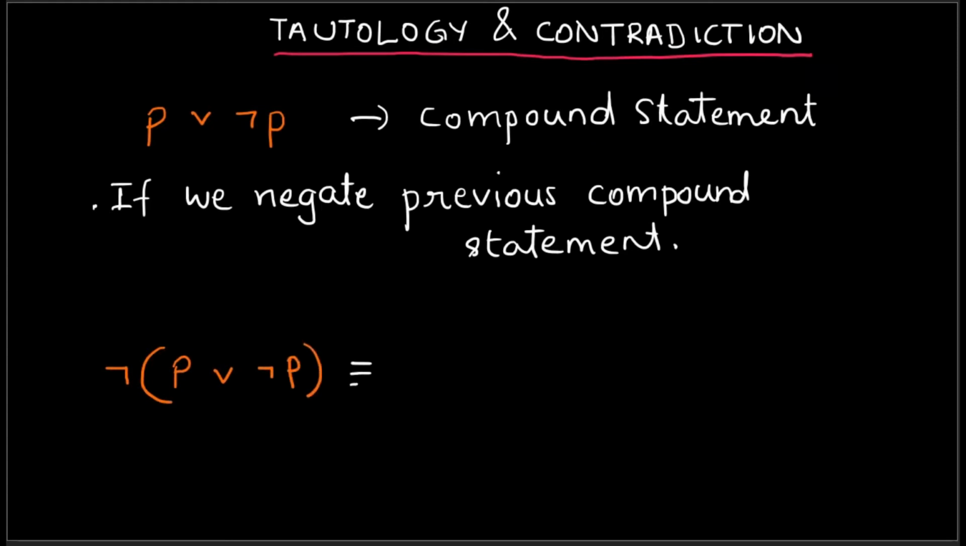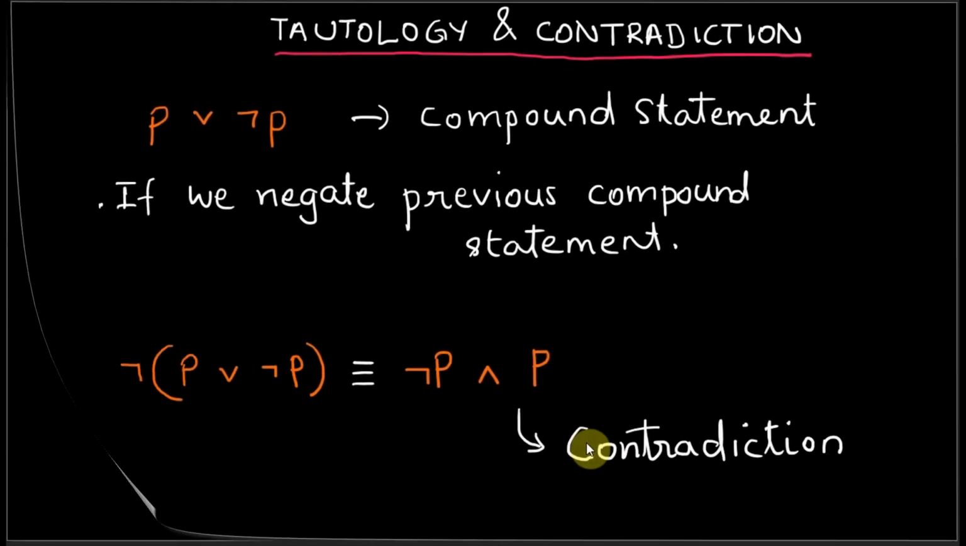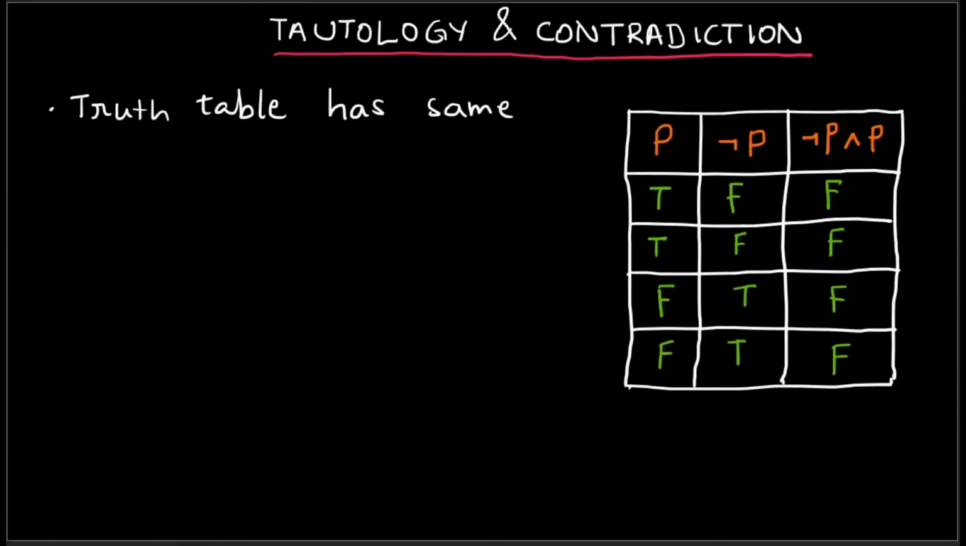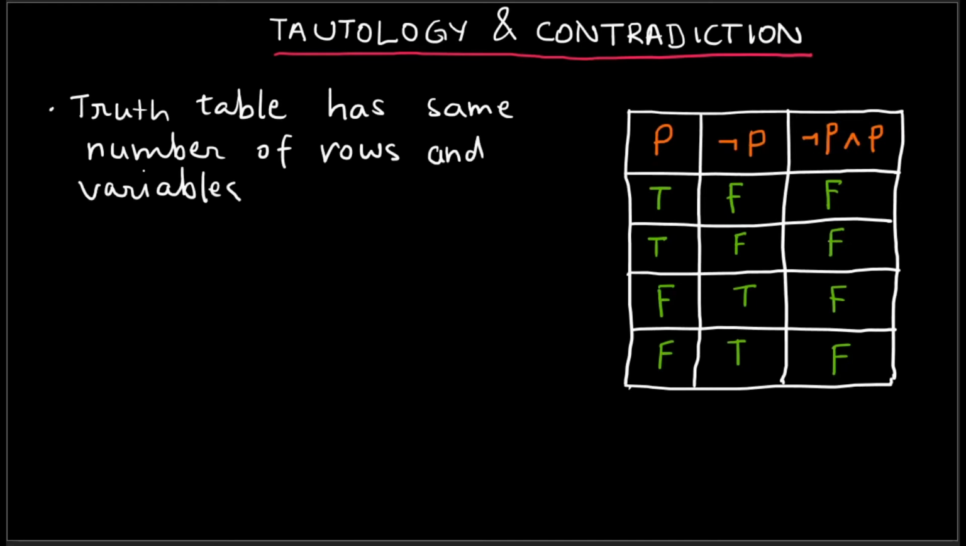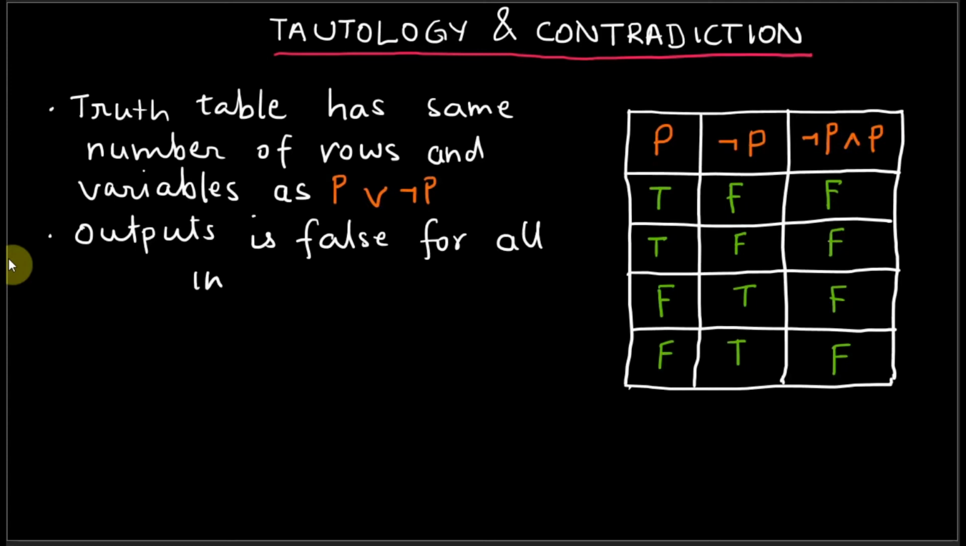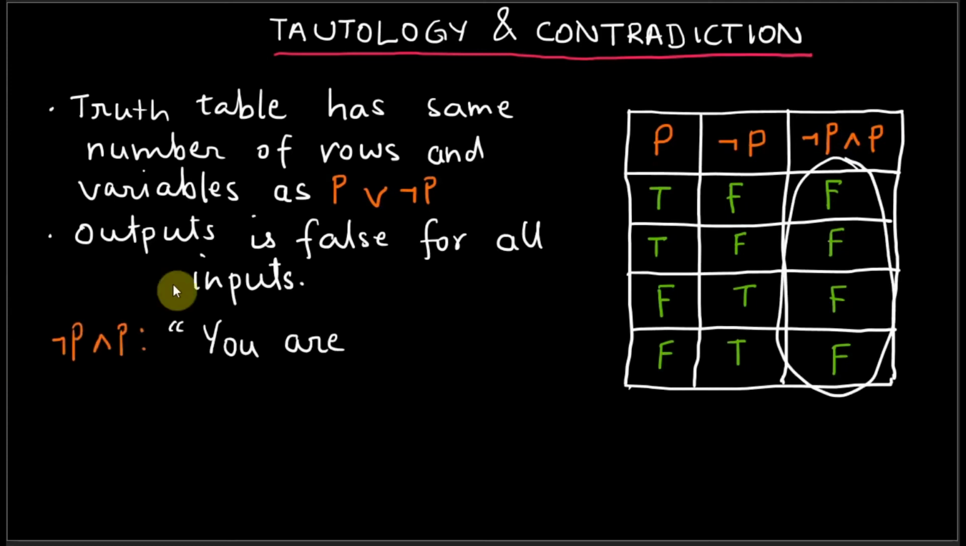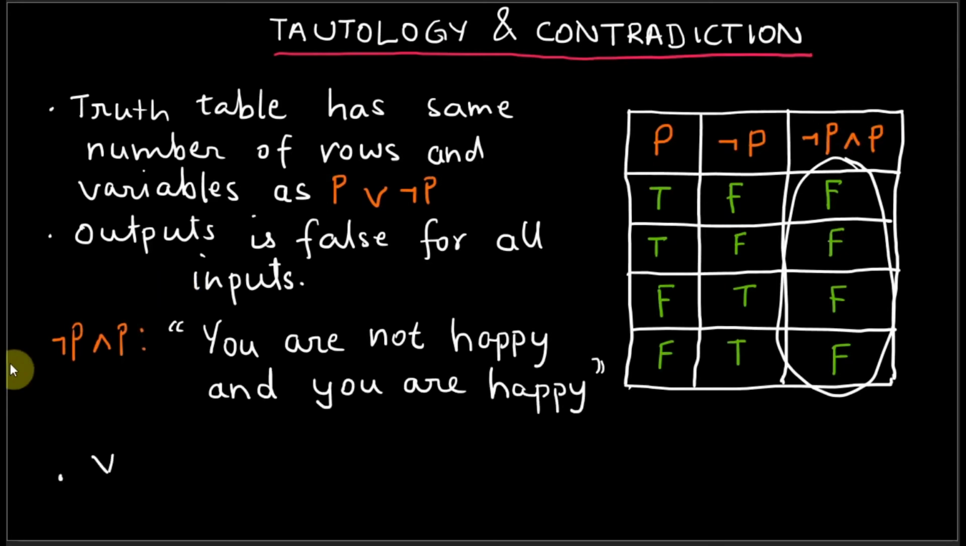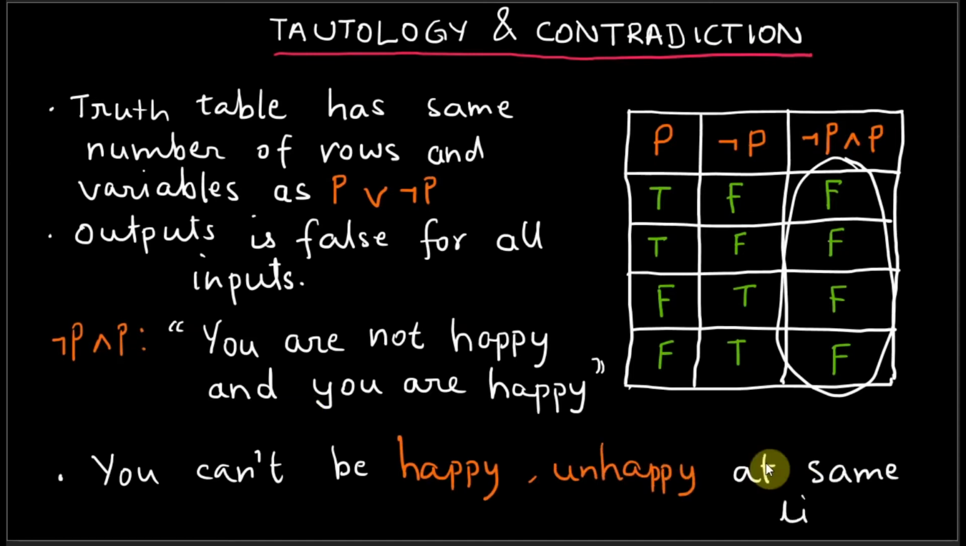Not P and P is a new statement called a contradiction. The truth table for a contradiction has the same number of variables and rows. The output of not P and P is false for all inputs. The statement not P and P is the compound statement "you are not happy and you are happy." So you can't be happy and unhappy at the same time. This is a wrong statement.